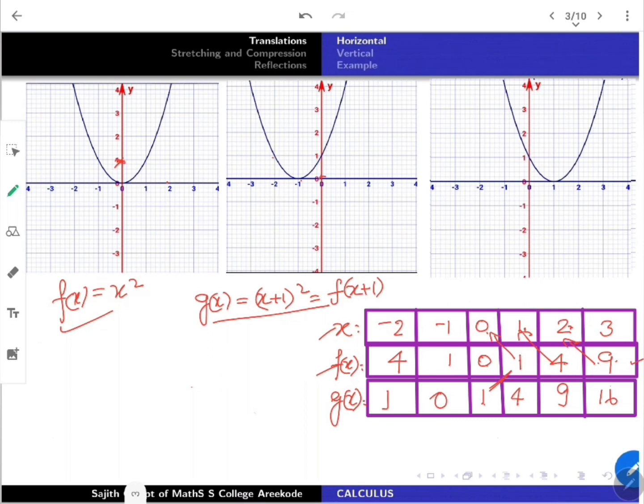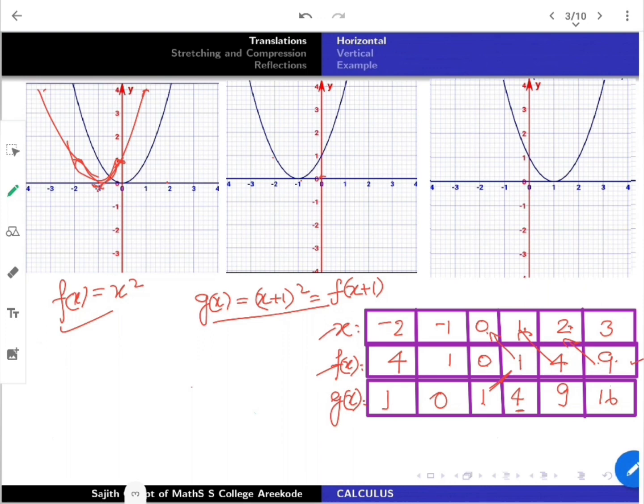And corresponding to 1, I am going to get g value 4. So, I will be getting somewhere here, which was originally taken at 2 for f. Now, if I am looking for minus 1, that corresponds to 0. So, again a left shift. Very similarly, I will be getting all other values like this. So, if I am just looking at the points and trying to plot it out, I will be getting the entire graph moved left by 1 unit.